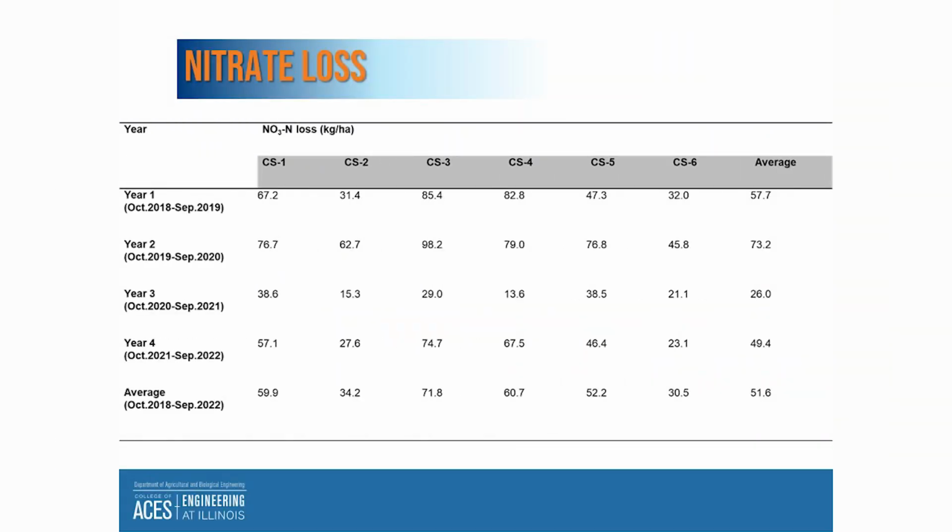Okay, so this table shows you the summary of your nitrate loss in kilograms per hectare from those fields. As you can see, for the first year there were some differences. For example, we had the highest loss from CS3, followed by CS4, then CS1, and the lowest was CS6, as we expected. The response of CS6 was pretty sporadic most of the time. If it rained, the tile started to flow, and after some time it would stop flowing again because of the way the topography of the field was, okay?